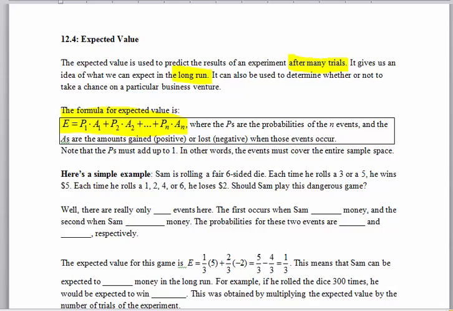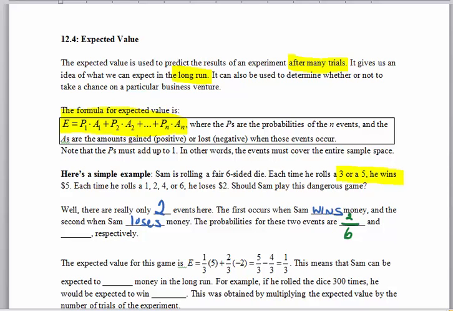So really, there's only 2 events that are going to go on here. He's either going to win the money or he's going to lose the money. So the first event occurs when he wins the money, and the second event occurs when he loses money. So what's the probability that he wins money? Now, he wins if he rolls a 3 or a 5. So there's 2 outcomes in which he would win. In other words, his probability of winning is 2 out of 6, or 1/3.